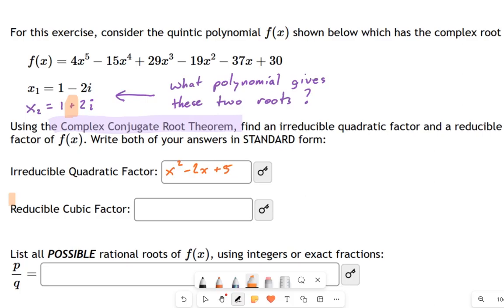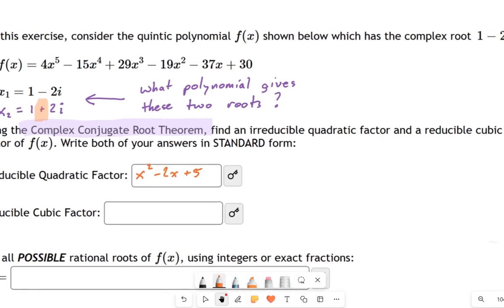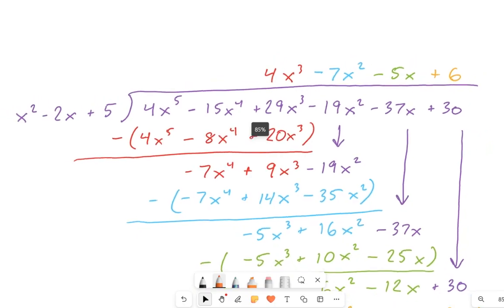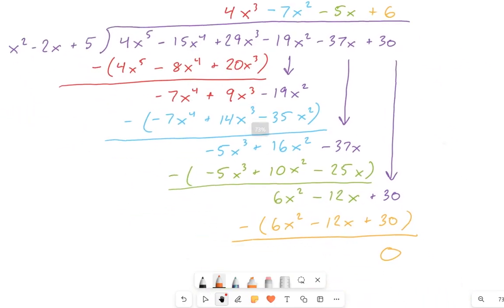Now, next part. How do I find the reducible cubic factor? Well, what I have to do is divide, right? I have to divide this gigantic fifth order polynomial by this irreducible quadratic factor. And if I divide the fifth order by the second order, I should get a cubic polynomial, a third order polynomial. And you can see that way over here. Okay, I'm going to have to zoom out for this guy. So there's a little bit of long division involved in this problem.